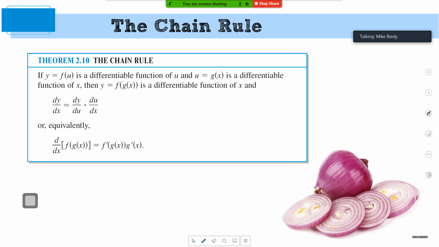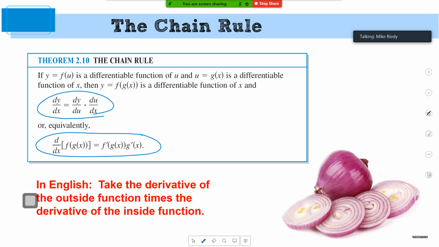Okay, so here's the chain rule. This, and this for that matter, probably don't make much sense. So I have an English version of it for you.